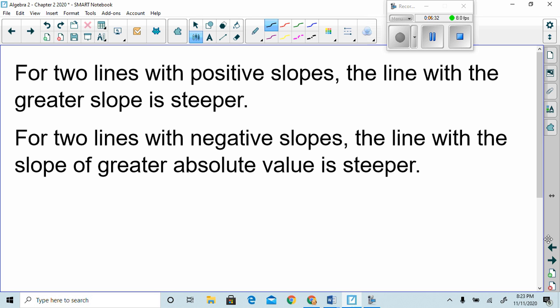So here is the general rule. For two lines with positive slopes, the line with the greater slope is steeper. And for two lines with negative slopes, the line with the slope of the greater absolute value is steeper. We'll continue to reinforce this as we go forward.